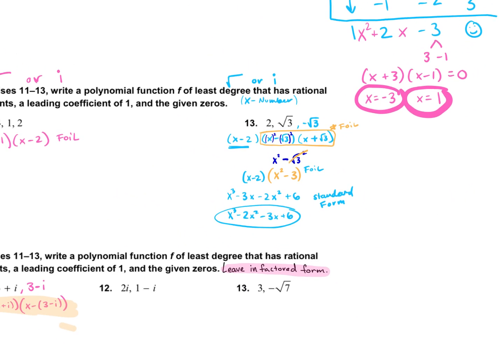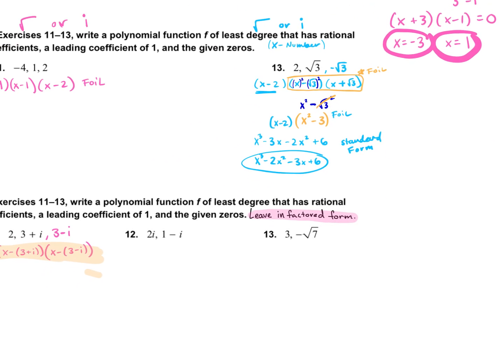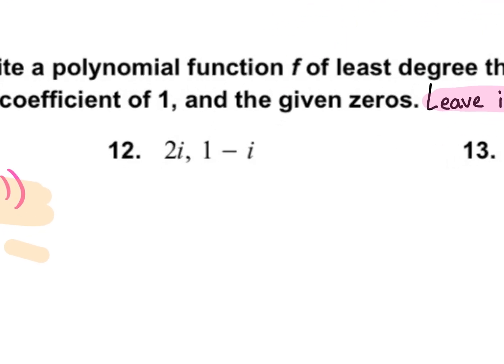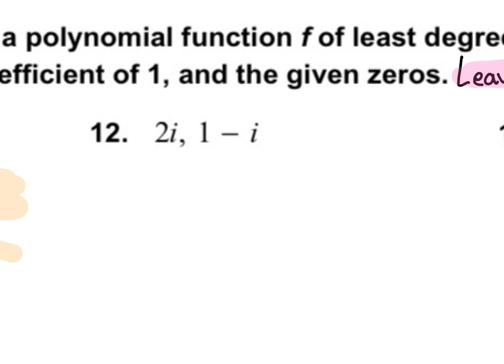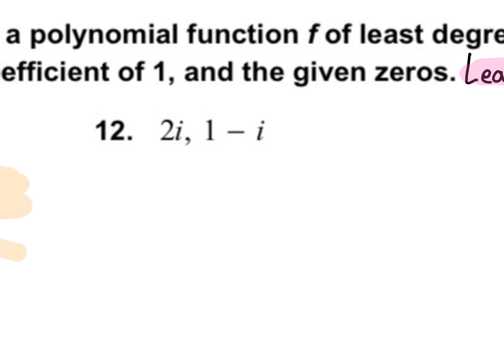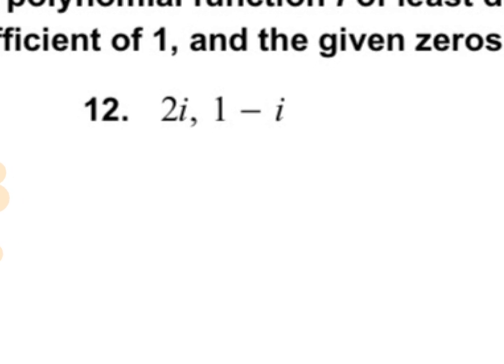All right, let's look at the next part. So the next part is that we just are leaving our answer in factored form. It's the same thing. We have to find our missing terms, our missing zeros, but then we're just leaving it in factored form. So for number 12, what are zeros that are missing? Negative 2i, perfect, because I have an i here, so it needs its pair. What else? 1 plus i, awesome, because this one needed its conjugate pair too.